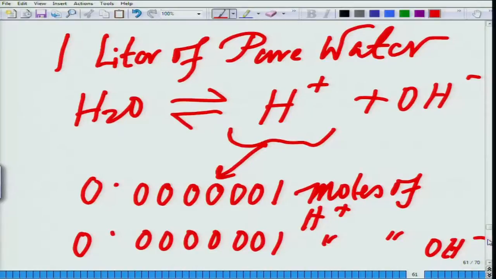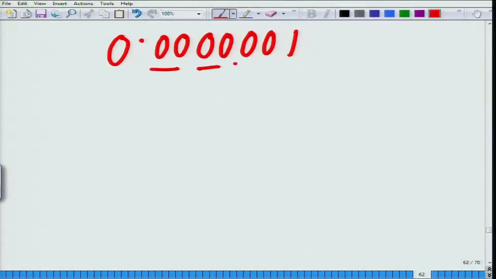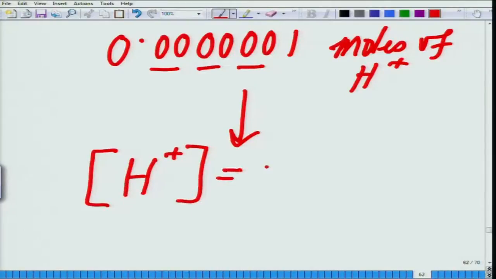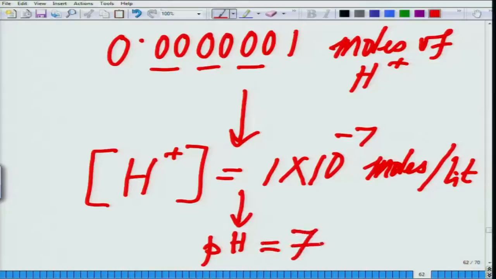Now, if you translate this, what does that mean? Let me again write it down, 0.00000001. There are 1, 2, 3, 4, 5, 6, 7 zeros, moles of H plus ions. And that means molar concentration wise, H plus ions equals 1 × 10⁻⁷ moles per liter. And this, which we consider normal water at this point, is called pH equal to 7. So, this is the basic concept of pH equal to 7.